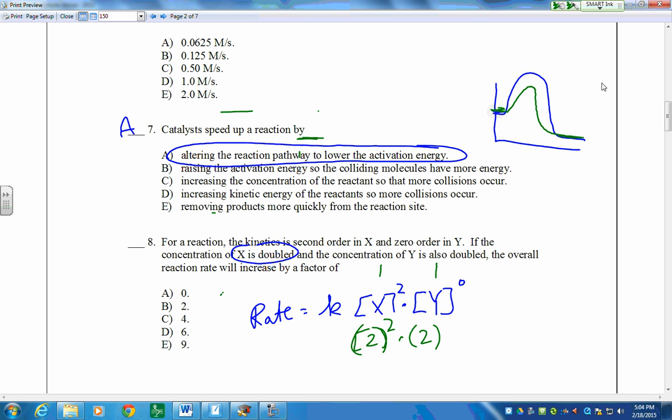The overall reaction will increase by a factor of 4. Why? Because 2 squared is 4. 2 to the 0 is 1. 4 times 1 is 4. So the answer is C.